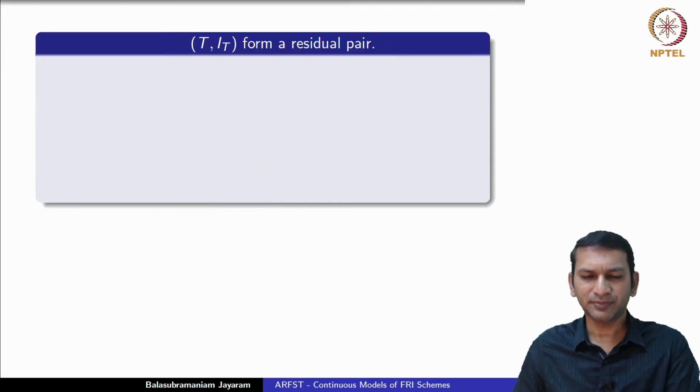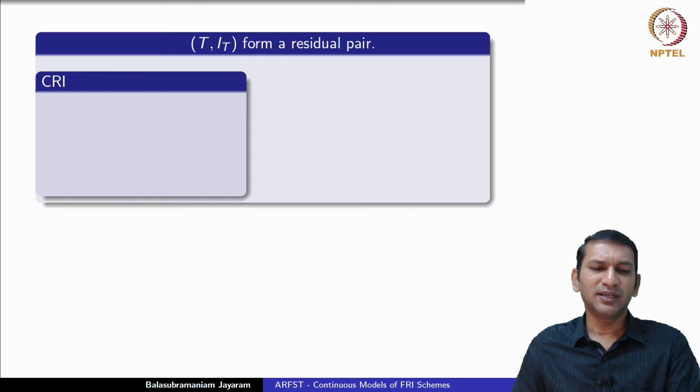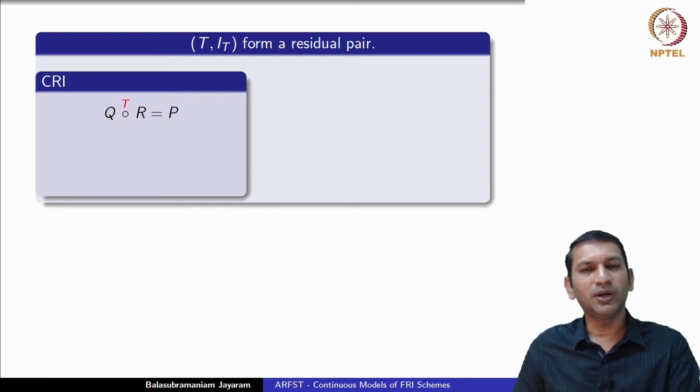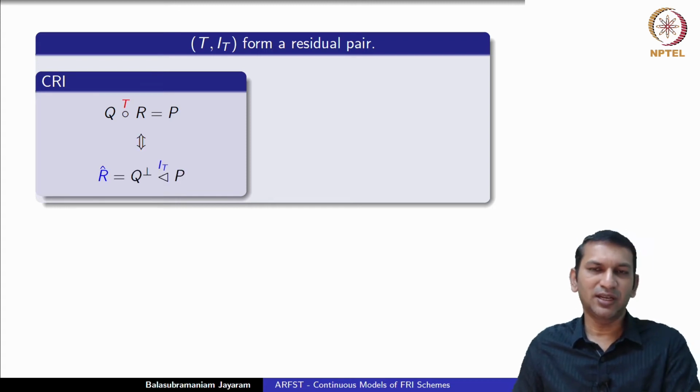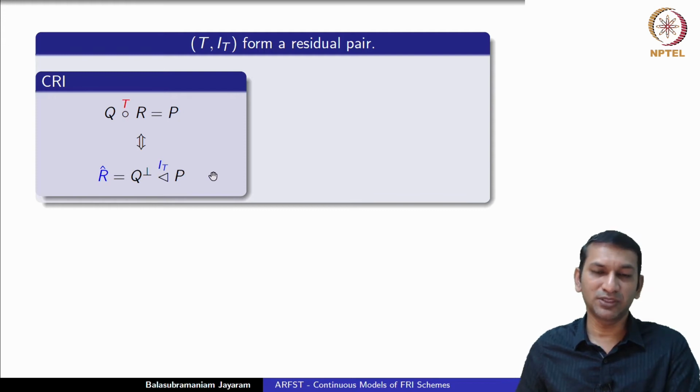We knew that if we were discussing the solvability of this equation, Q sub T R is equal to P, where Q and P are fixed and R is to be found, then we are essentially discussing the interpolativity of CRI, and we have seen that an R exists if and only if this R cap, which is given as Q transpose phi_T P composition, is a solution. Of course, it can be shown that it is a maximal solution also.